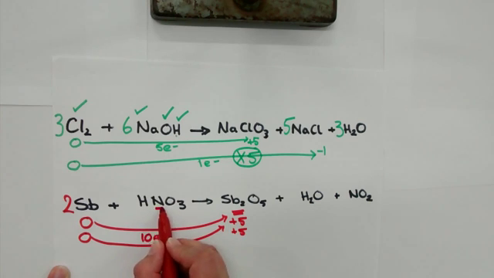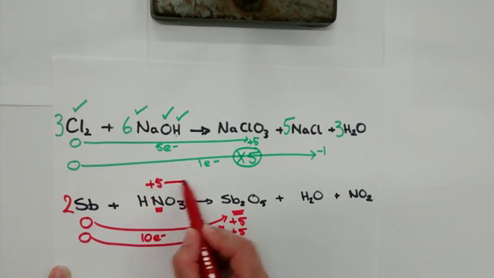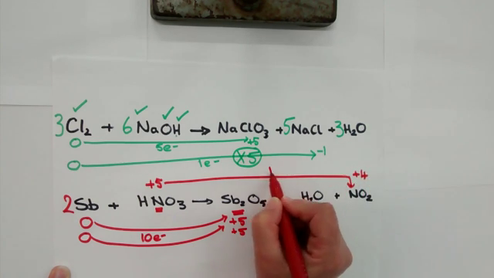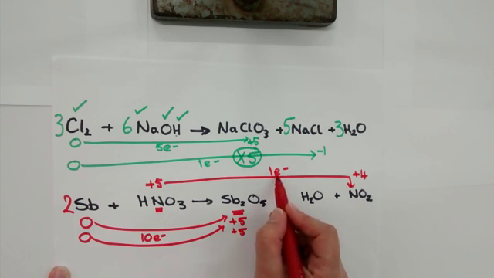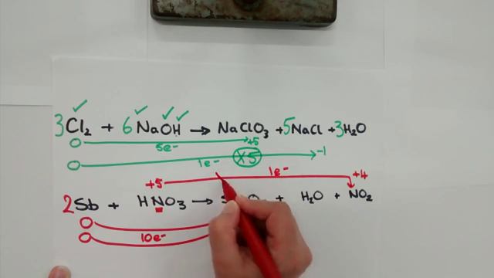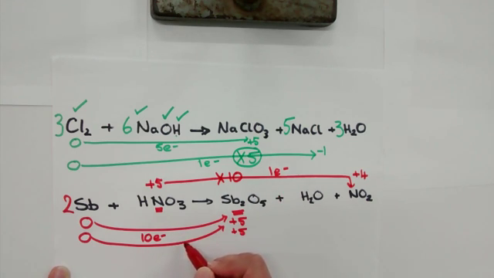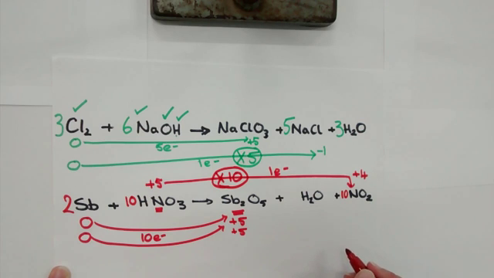The other element to look at, which is not hydrogen or oxygen, is my nitrogen. It is starting over here as a +5, and over here it is ending as a +4. So this is a 1 electron process. This is gaining 1 electron to go across there. So if I've got 10 electrons down here and 1 here, I'm going to have to make all of these down here have enough electrons to do that, I'm going to need 10 of these. So I'm going to pop a 10 there, and I'm going to pop a 10 there.